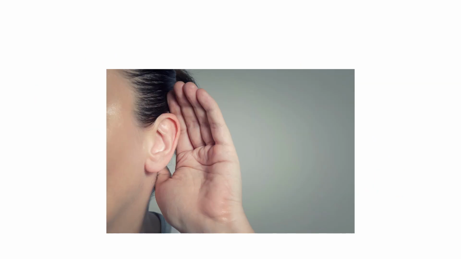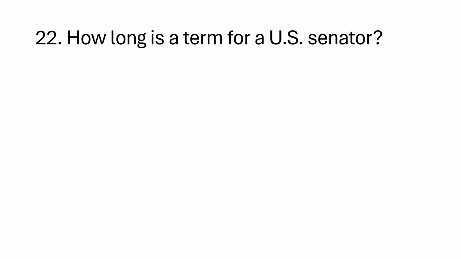Next question. How long is a term for a U.S. senator? In other words, how long do they stay in their office before they have to leave or be reelected? Say the answer if you know it. 6 years, a senator.